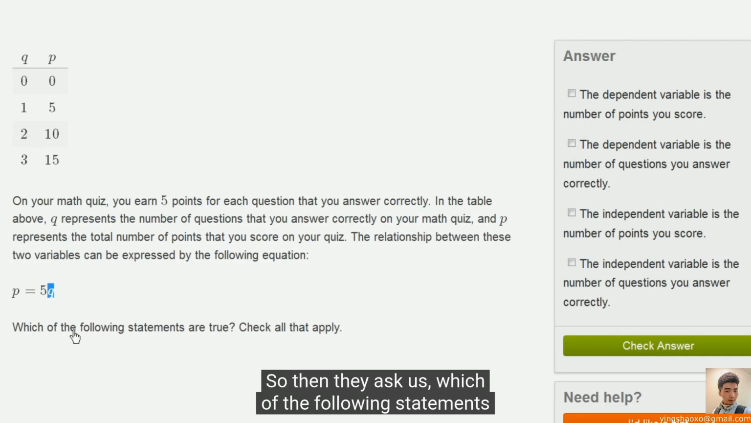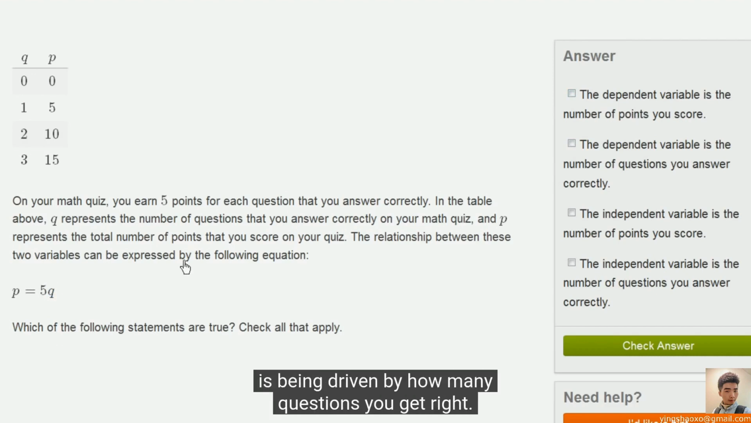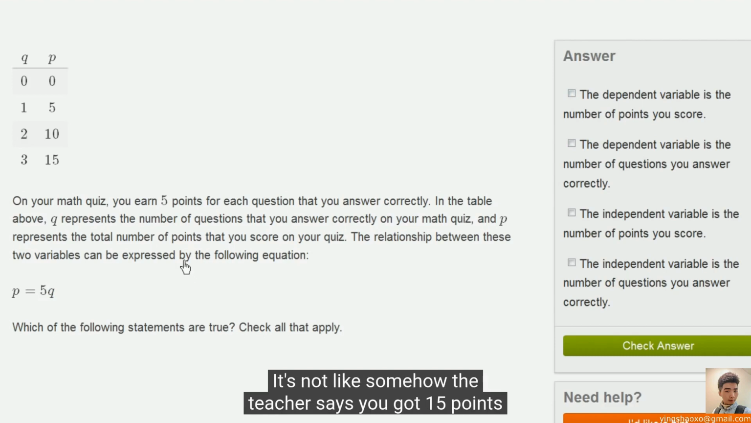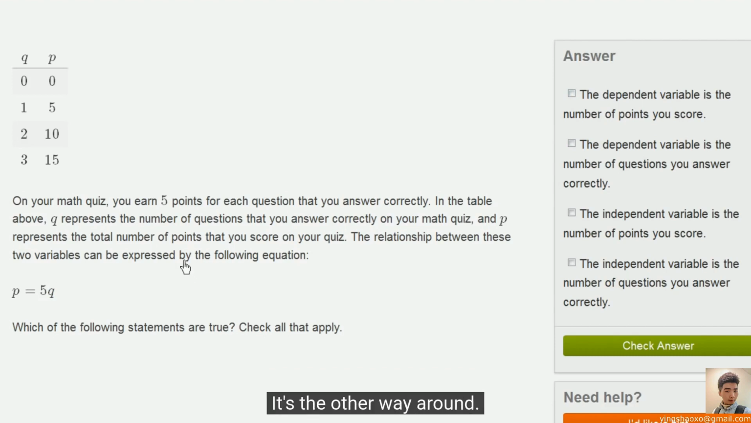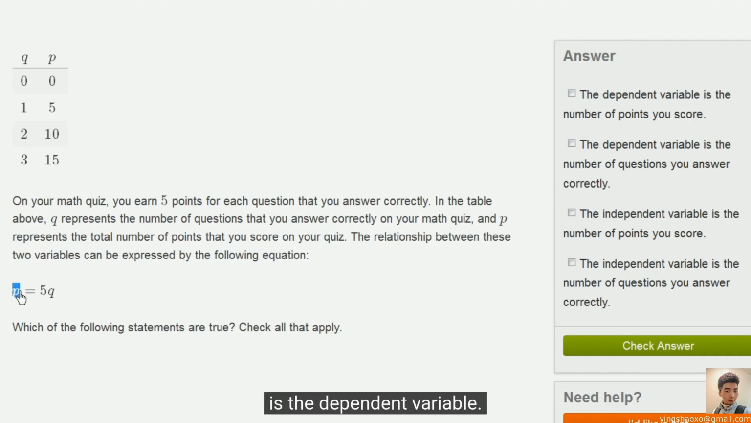So then they ask us, which of the following are true? Check all that apply. Let's think about it. They say the dependent variable is the number of points you score. When you think about what's happening here, the number of points you score is being driven by how many questions you get right. It's not like the teacher says you got 15 points and now you have to get exactly 3 questions right. It's the other way around. The number of questions you get right is the independent variable, and that's driving the number of points you score. So the number of points you score is the dependent variable.